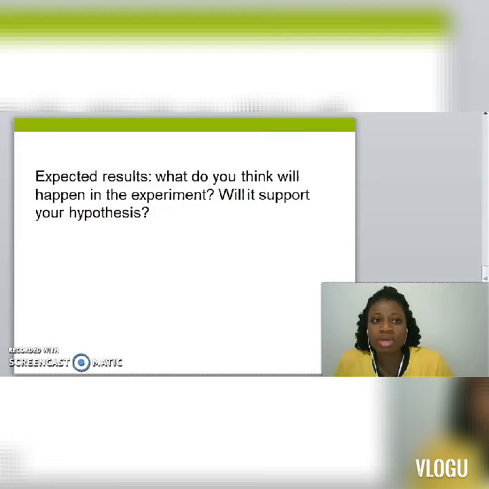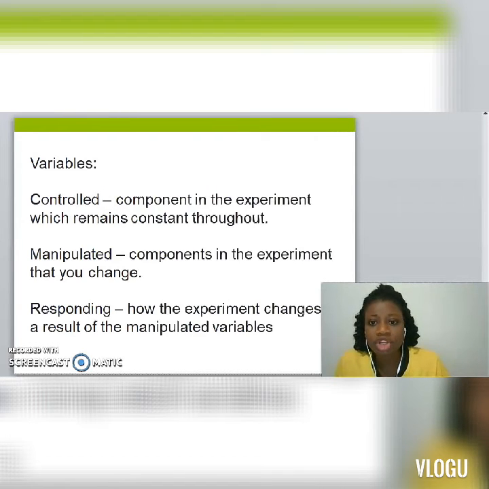So I could say, because my hypothesis was that the Colgate toothpaste has a better cleaning effect, I would expect that at the end of the experiment, the Colgate toothpaste would have a better cleaning effect upon whomever uses it. And how do I know this? The teeth will be cleaner, the breath will be fresher. And so if this is so, then my hypothesis is correct or is supported. So I like when you write your expected result, at the end of it, you write whether this supports your hypothesis or not.